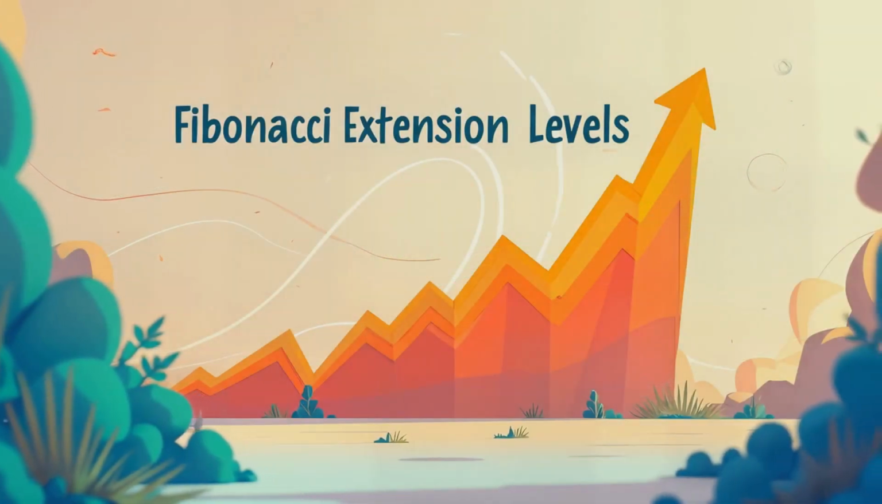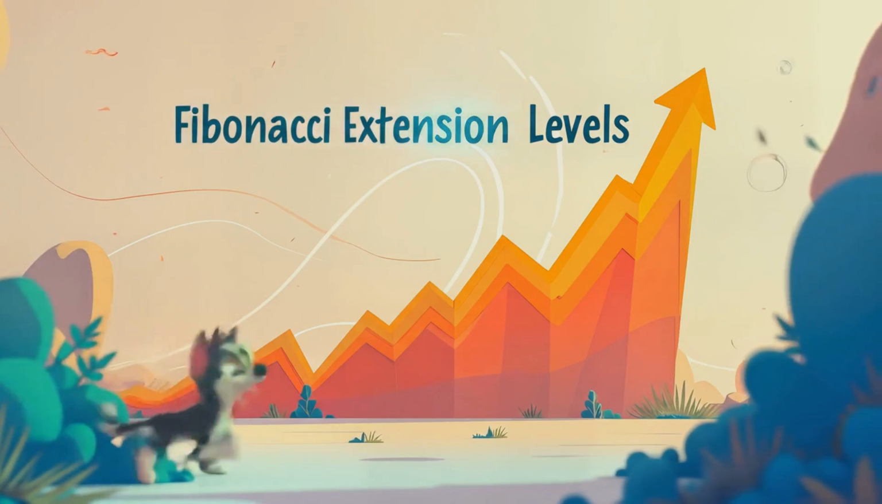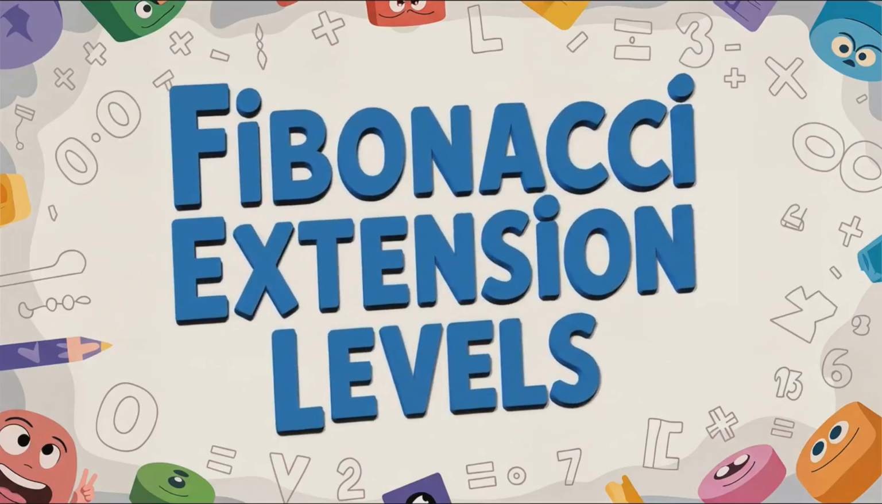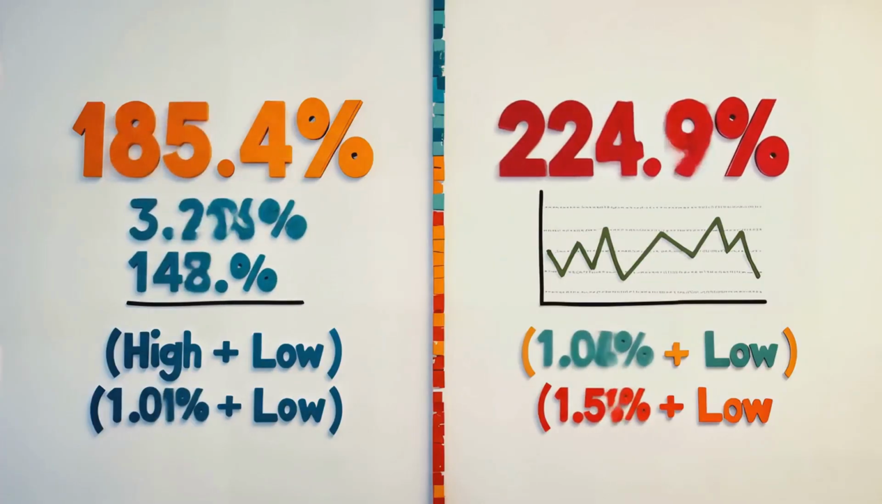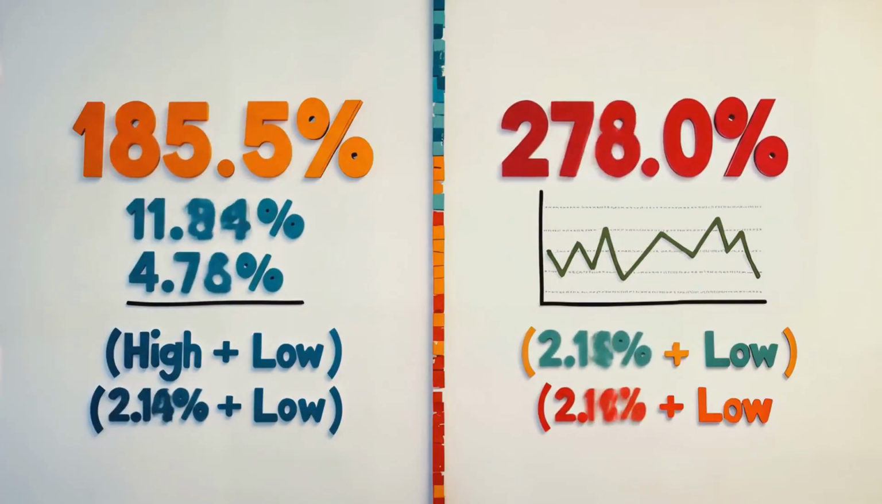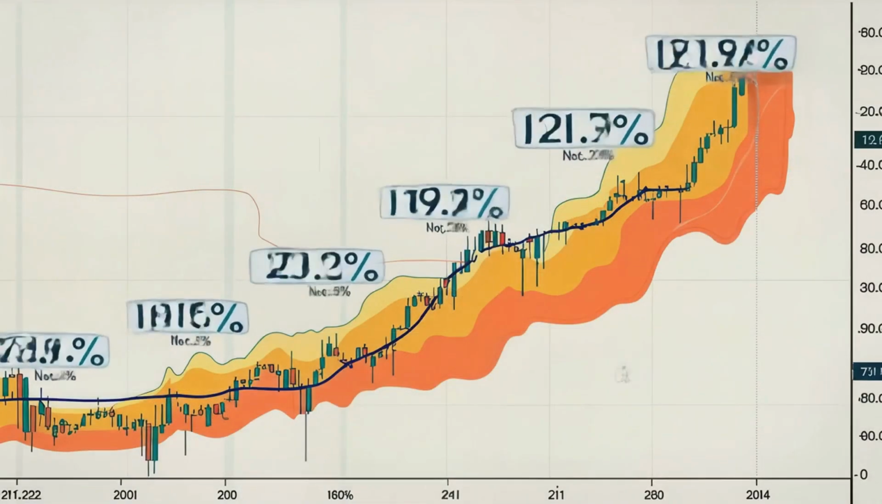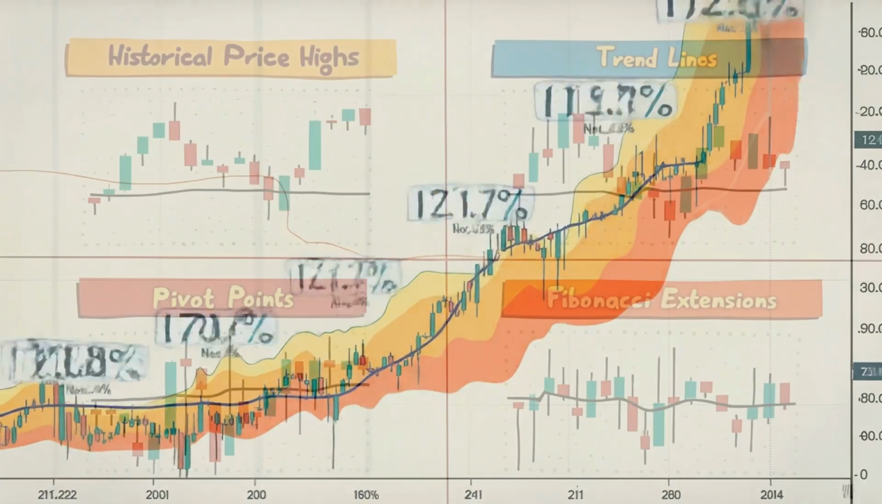4. Fibonacci extension levels. Fibonacci extension levels mean using calculated percentages based on the Fibonacci sequence, commonly 127.2%, 161.8%, and 261.8% to project potential price targets or resistance areas. Traders apply these extensions to forecast possible price peaks after significant upward movements.